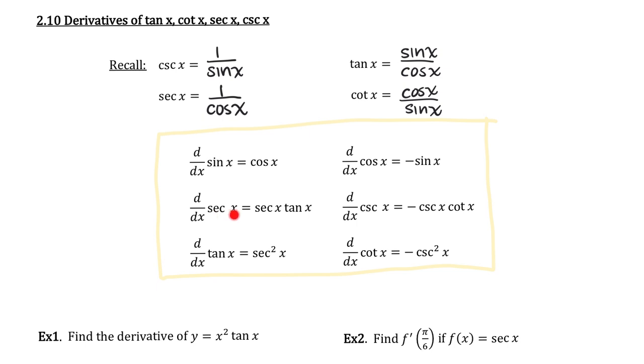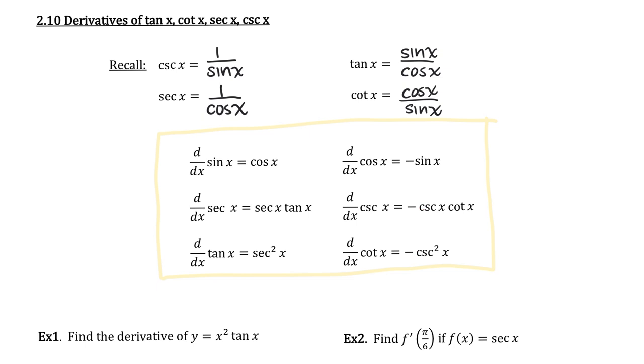The derivative of secant x is secant x tangent x. The derivative of cosecant x is negative cosecant x cotangent x. Derivative of tangent x is secant squared x. Derivative of cotangent x is negative cosecant squared x. And if you'll notice, all the ones that begin with a c, their derivatives are negative, because that's going to help you remember which one is which.